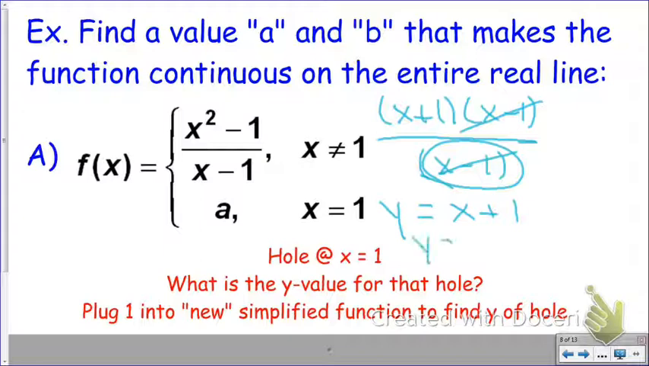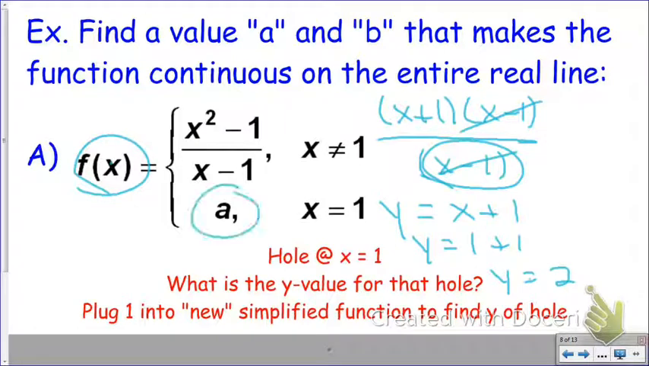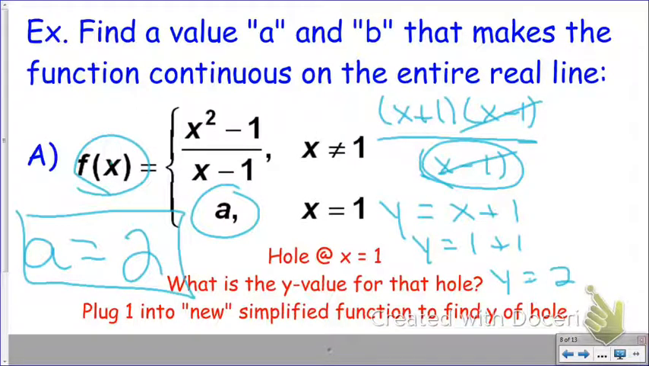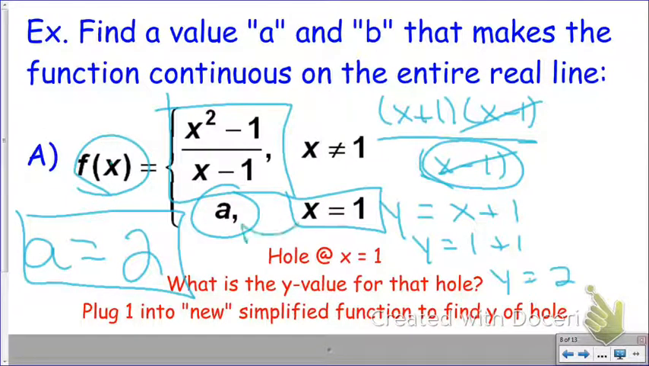So we have y equals 1 plus 1, therefore y is equal to 2. We should know that f of x is the same thing as saying y. So we want our y to equal 2, therefore a is equal to 2. If we graph our first part of the piecewise function with the hole at the ordered pair 1, 2, our a value of 2 will allow us to plug that hole, because when x is 1, our a is then 2. Let's take a look at another example.